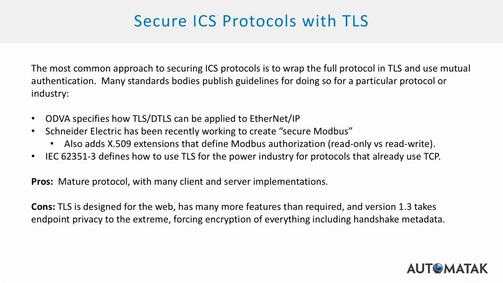The first and most common way is just to use protocols that we're already all familiar with on the internet. So transport layer security, or TLS, the same thing that protects the communication from your web browser to your banking site. We can apply that within industrial control systems, and lots of standards bodies have specified how you use TLS for their particular protocol. So a standards body called ODVA has a document out there that says here's how you apply TLS and DTLS, if you're using UDP, to Ethernet IP.